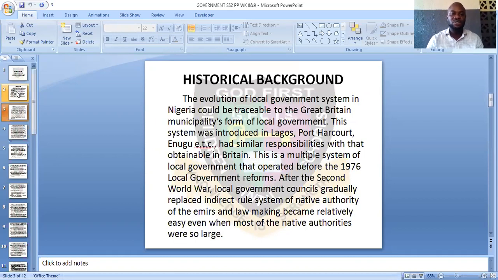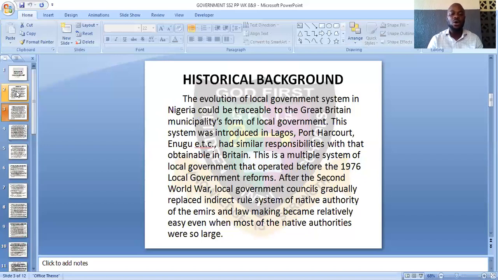Now, to the first subtopic, which happens to be the historical background of local government. The evolution of the local government system in Nigeria could be traced to the Great Britain municipality form of local government. This system was introduced in Lagos, Port Harcourt, Enugu, etc., because they had similar responsibilities to those obtainable in Britain. This is a multiple system of local governments that operated before the 1976 local government reforms.